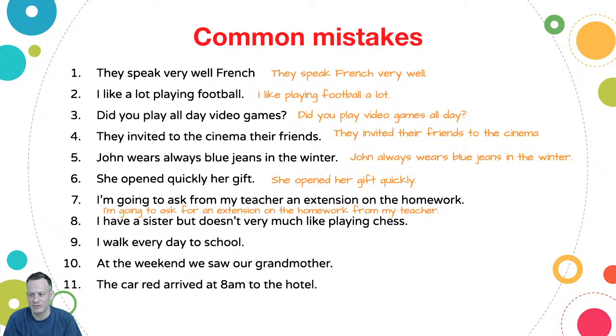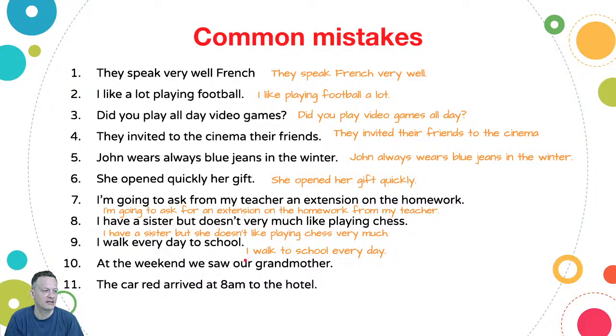Nobody wants to try number 8. I have a sister, but doesn't very much. Here we go. I have a sister, but she doesn't like playing chess very much. Barbara. Spot on. Excellent. Wonderful. Way to go. I walk to school every day. Ugo. Yes. I walk to school every day. So remember that the place and the time, to school every day, goes at the end of the sentence.